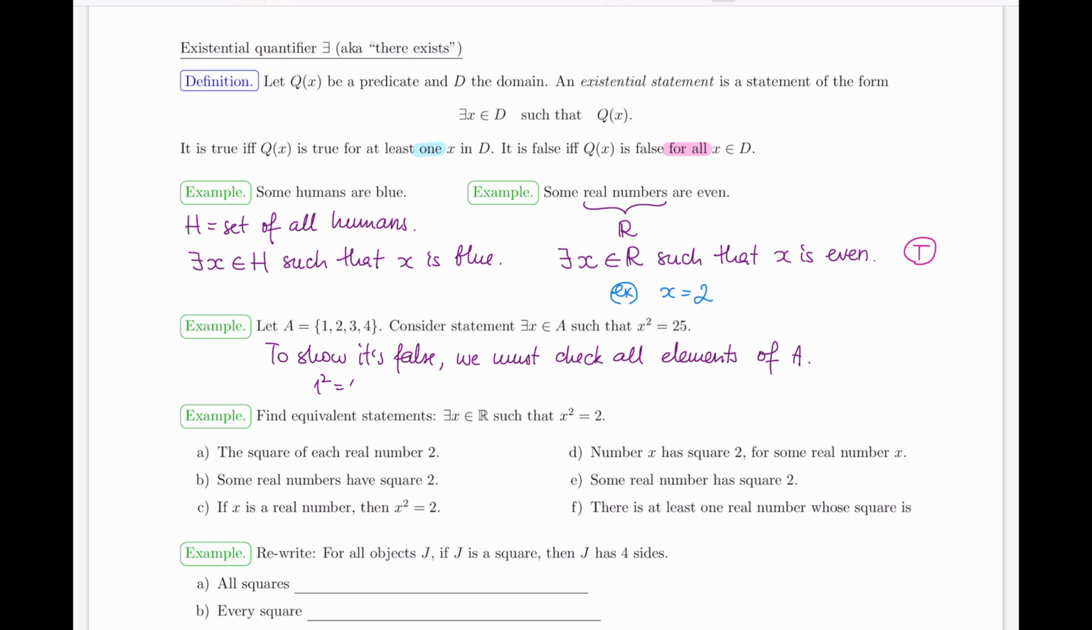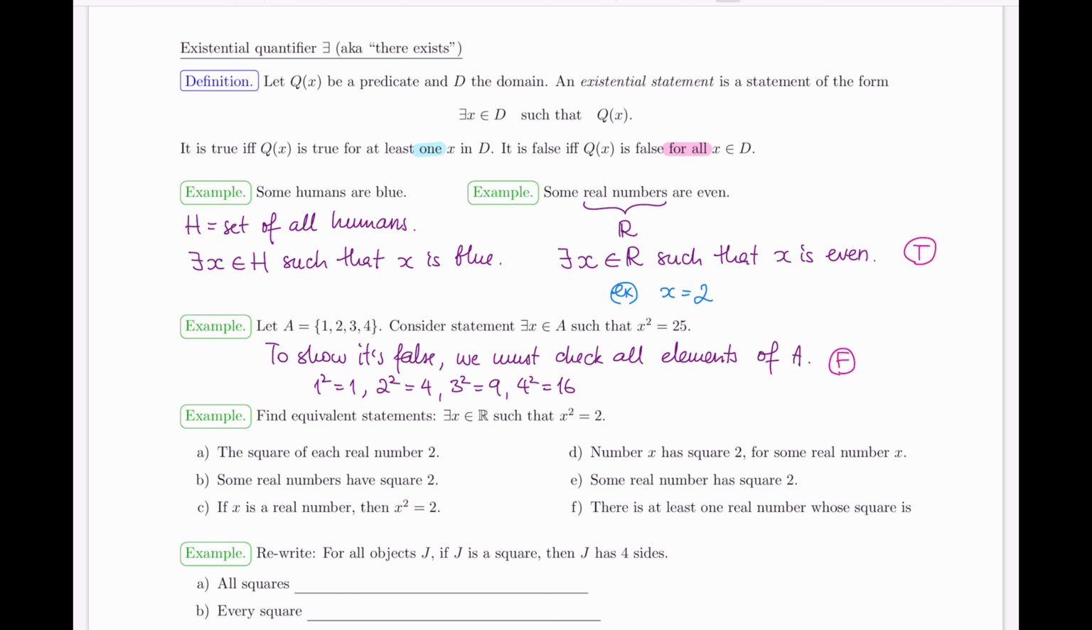So 1 squared is 1, 2 squared is 4, 3 squared is 9, 4 squared is 16. None of them have square that is 25. So now that I have checked them all, I can guarantee that the statement is false.